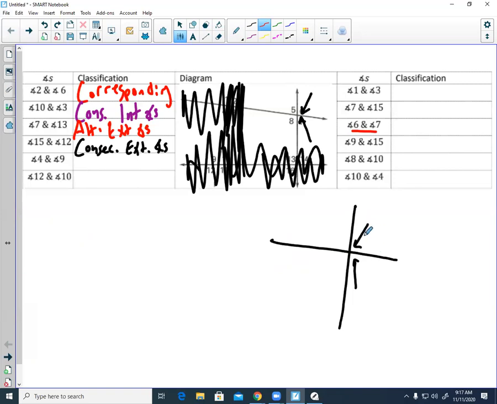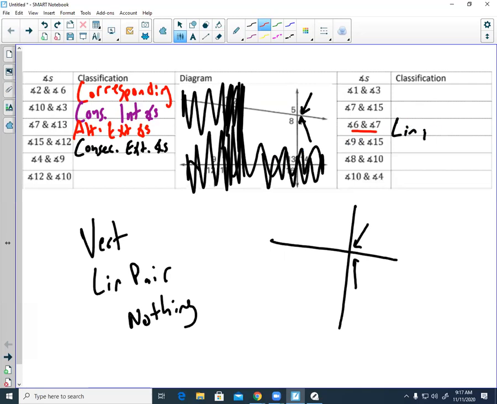Remember, if it's just a cross, it can either be vertical, it can be linear pair, or it can be nothing. That's all it can be. Are these vertical? Are they a linear pair, or are they nothing? Would it be linear pair? Sure would. Actually, it can't be nothing here, because it's either going to be vertical or it's going to be linear pair.